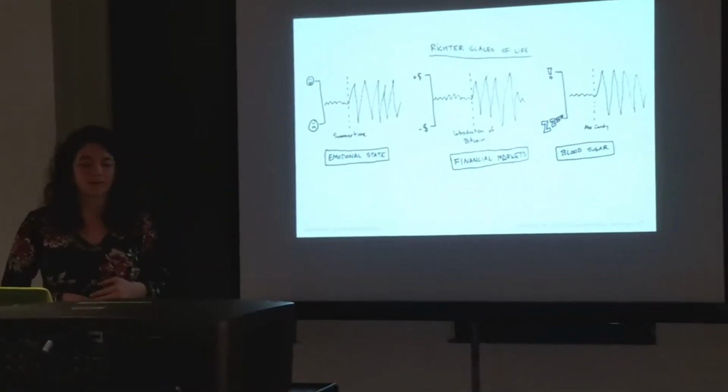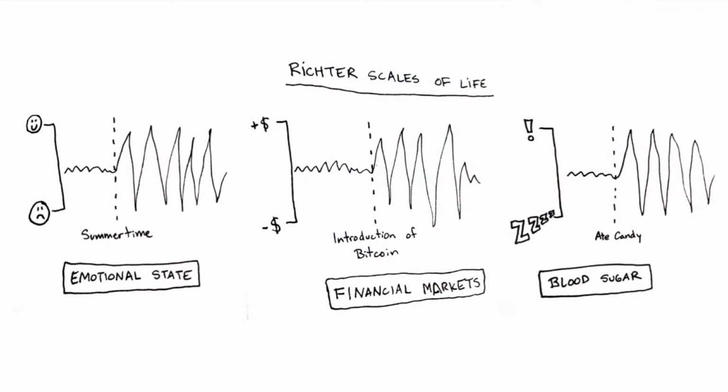Another thing we like to do is experiments. So this is a personal experiment that I did where I took a graph with the same shape and applied it to 3 really, really different fields. So this is my Richter scales of life with emotional state, financial markets, and blood sugar, so sort of volatility-inducing events.